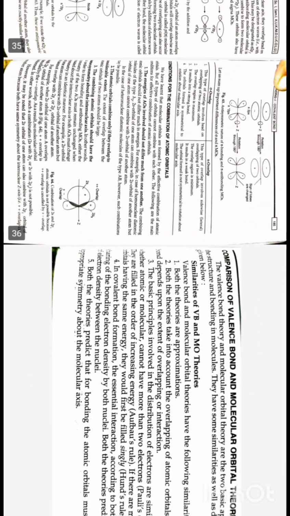Now, there are conditions for combination of atomic orbitals. We have learned that molecular orbitals are formed by the effective combination of atomic orbitals, but all types of orbitals cannot combine with each other. The following are the main conditions for effective combination of atomic orbitals. First, the energies of atomic orbitals involved should not differ much from one another. The combining atomic orbitals should not differ much in energies.